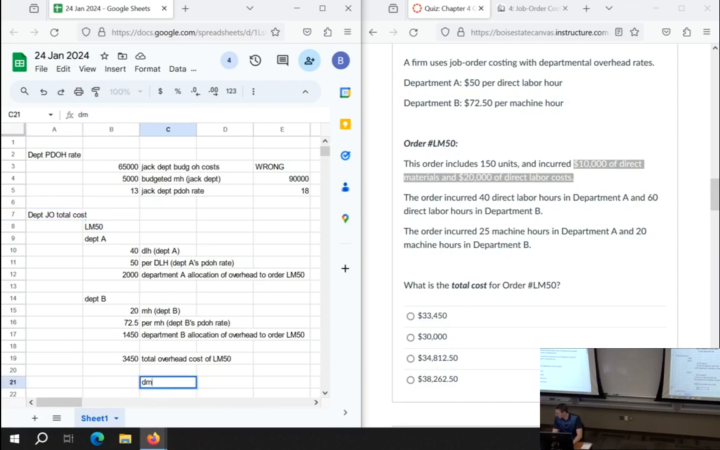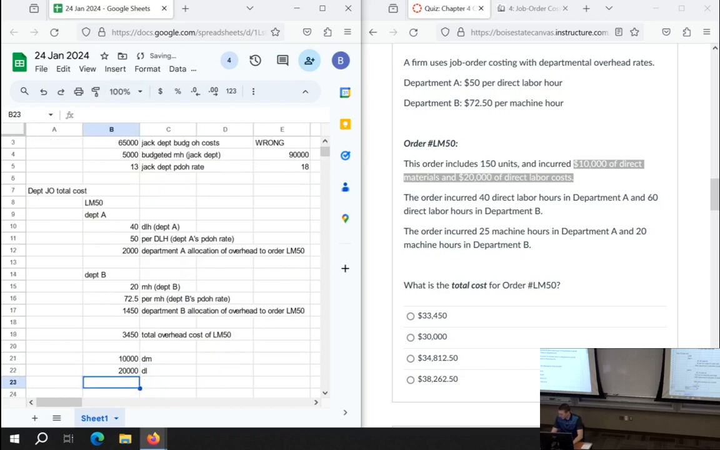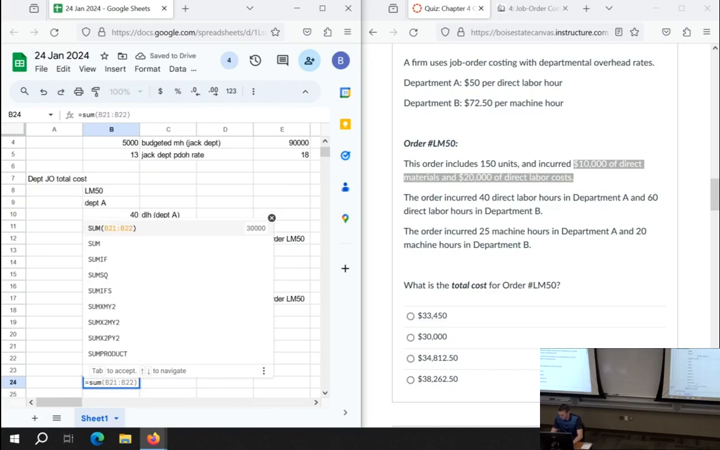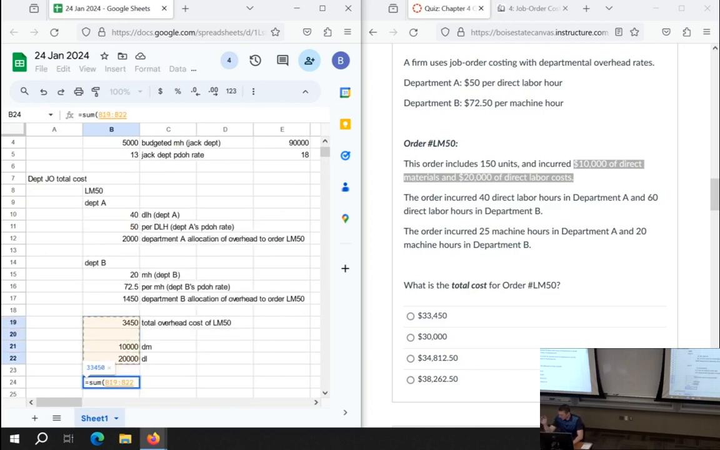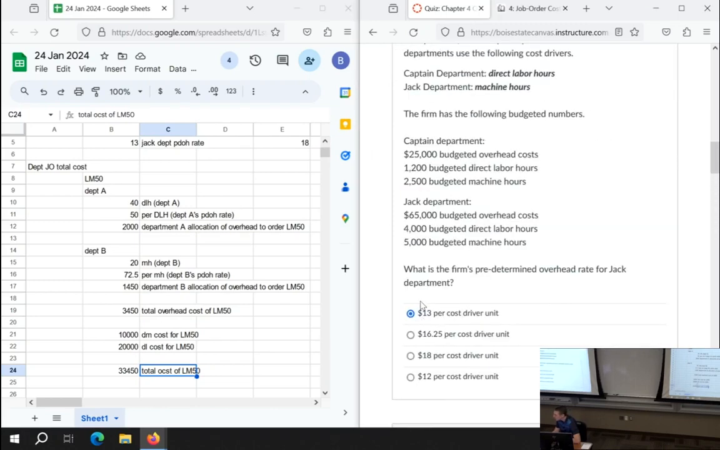So we have our direct costs. This is direct materials and direct labor, 10,000 and 20,000. So if we sum these three, our direct materials, our direct labor, the direct costs there, plus the overhead that's been allocated, we should get our total cost of LM50. All right. I'm being real poetic and not capitalizing some things in here, so I hope that doesn't offend you. All right, that's one of the answer choices. Good, let's try it out. We selected this one, okay.